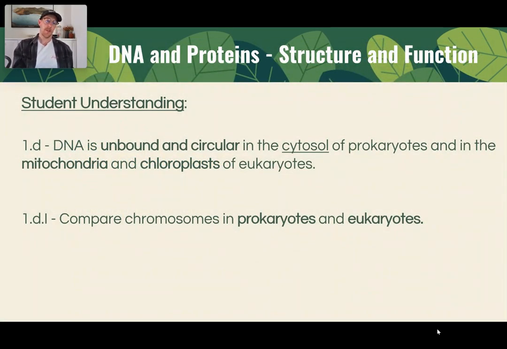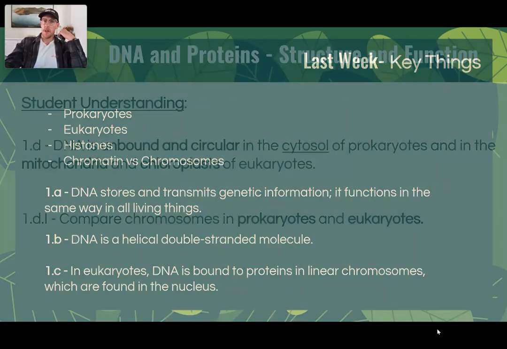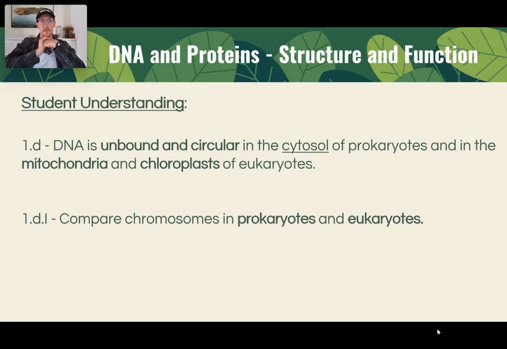Our final student understanding of last week looked at DNA being connected to histones and found in linear chromosomes inside of eukaryotic organisms and bound in the nucleus. And so the first student understanding for this week is now looking at DNA in prokaryotic organisms, and we say that it is unbound and circular in prokaryotic organisms. So, unbound being not connected to a particular key organelle, but also it's not protected by any cellular membrane, in the same way that DNA within the nucleus is protected.